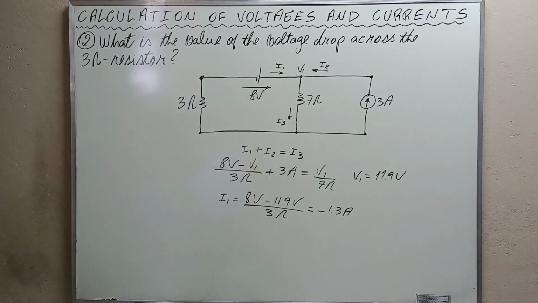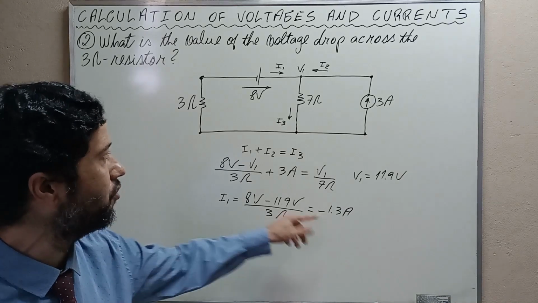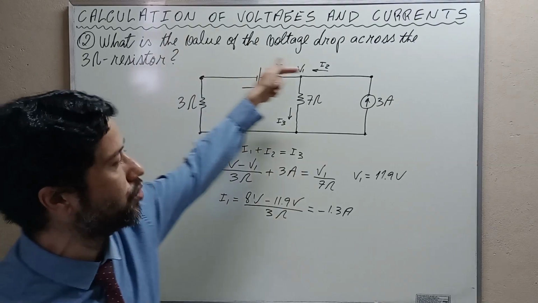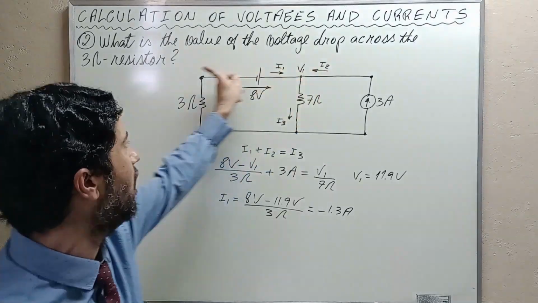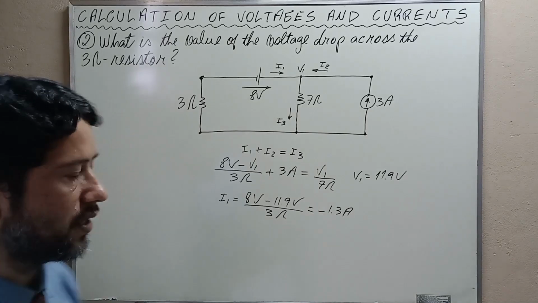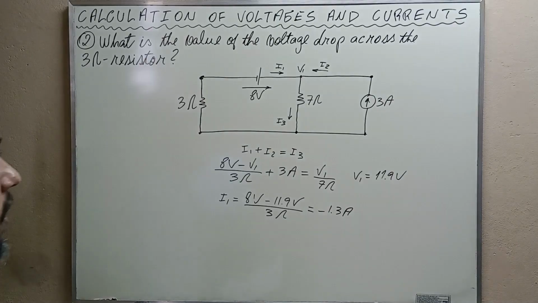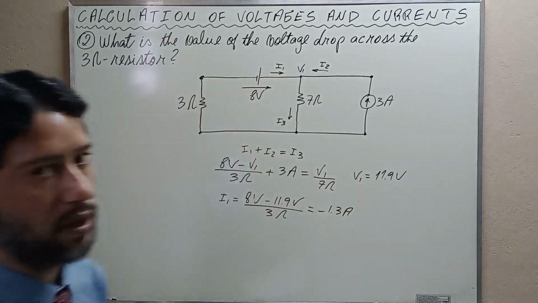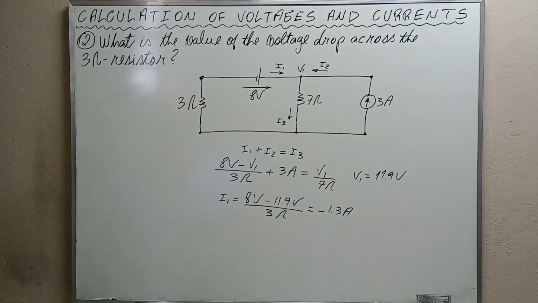And what does it mean? This negative sign here means that instead of going to the right, actually this current is going to the left, in the opposite direction. This is not wrong. This negative sign here is not wrong. Simply that the current is going in the opposite direction.